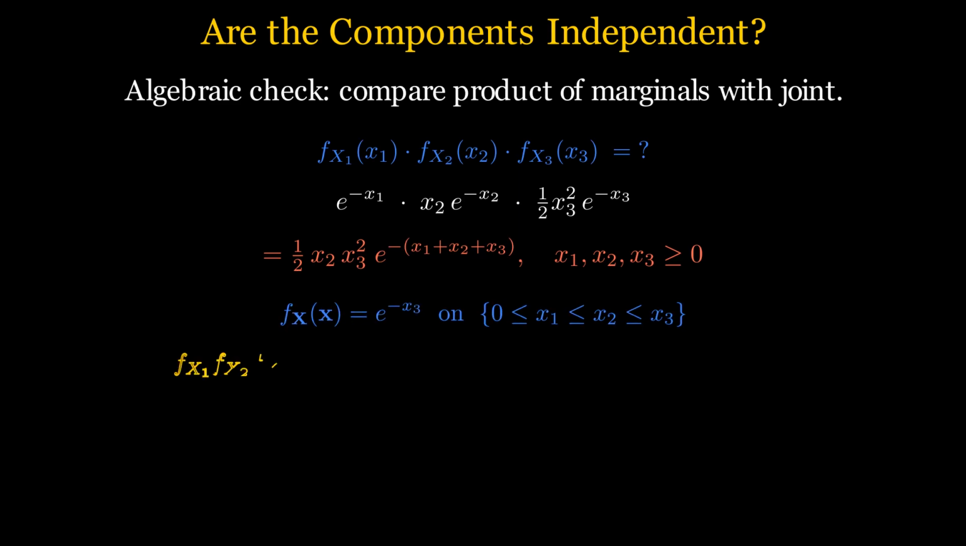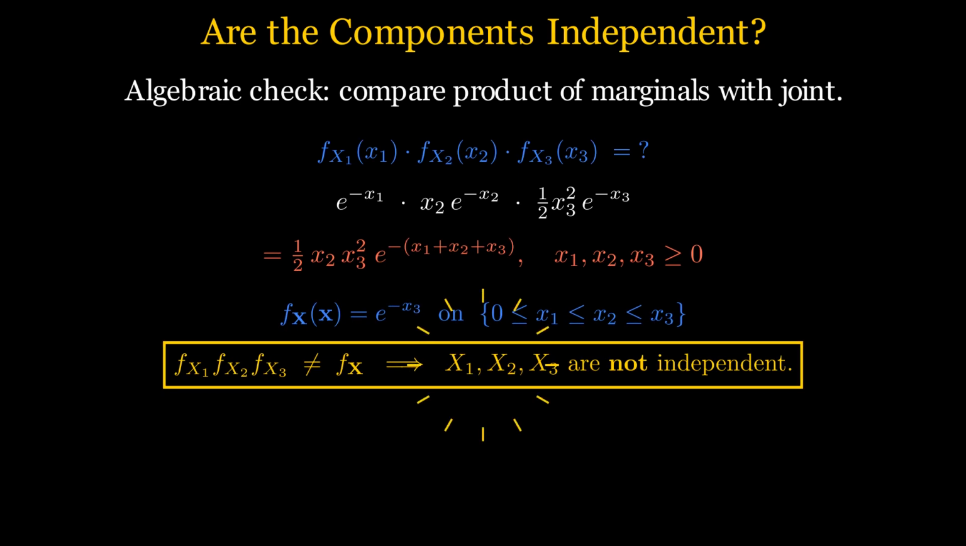Compare with the joint density. e to the minus x3 on the wedge 0, at most x1, at most x2, at most x3. The two expressions are completely different forms, and different supports. Therefore, x1, x2, x3 are not independent.